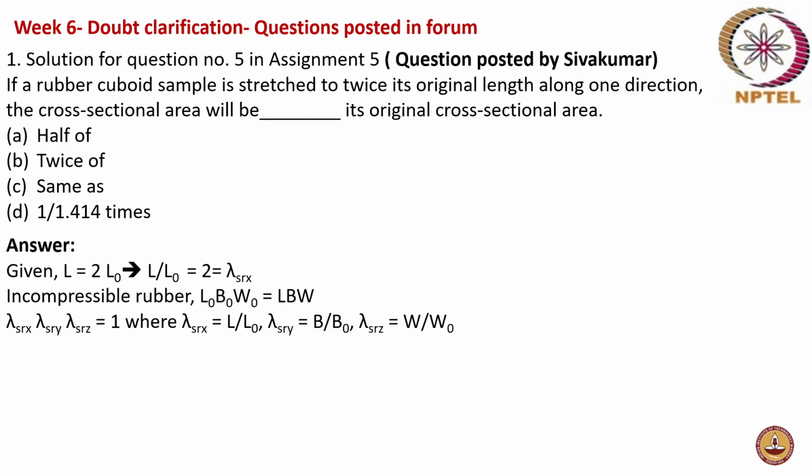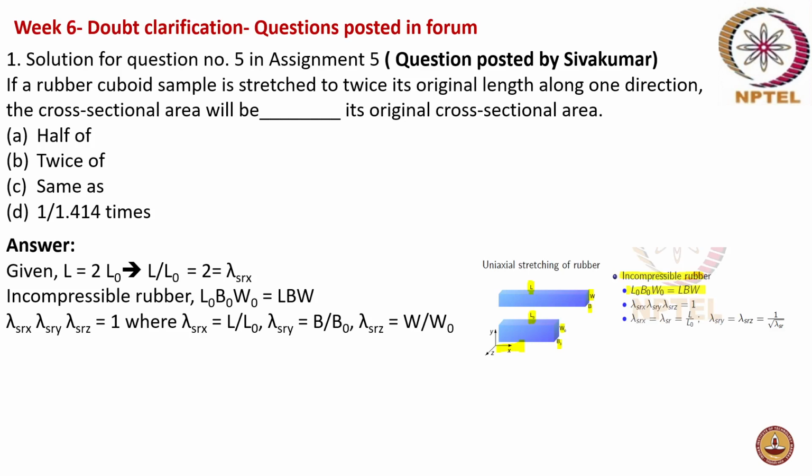Yes, ma'am. And then assuming incompressible rubber, that means L naught B naught into W naught is equal to L B W. That is your original length, breadth, and width is equal to the new length, breadth, width. That means that is nothing but your volume is constant, right? So obviously what happens, the product of the stretch ratios in x, y and z direction will be equal to 1, right? So lambda SRX, lambda SRY, lambda SRZ is equal to 1, because SRX is L by L naught, SRY is B by B naught, SRZ is W by W naught, right?